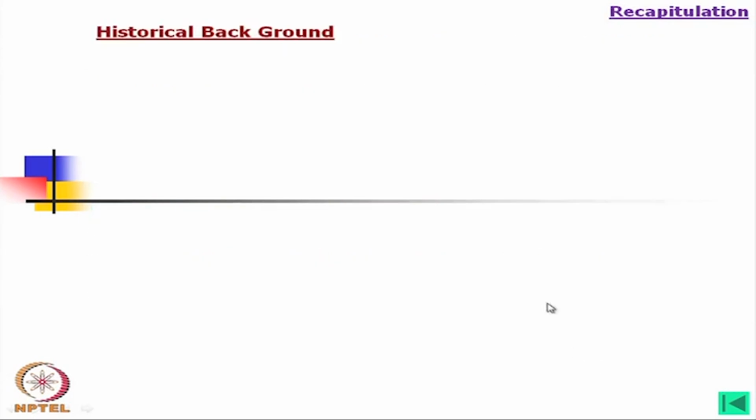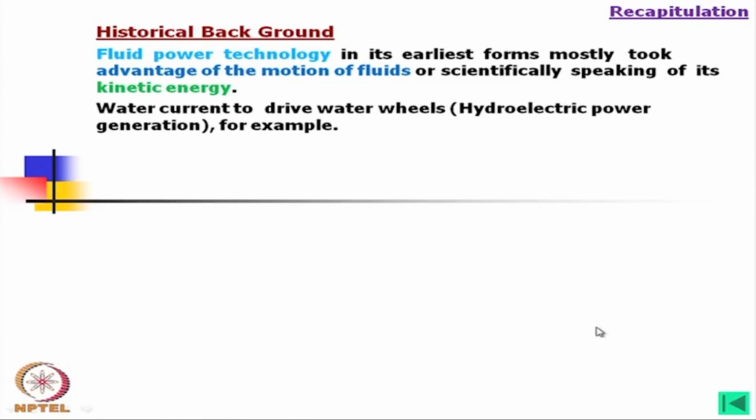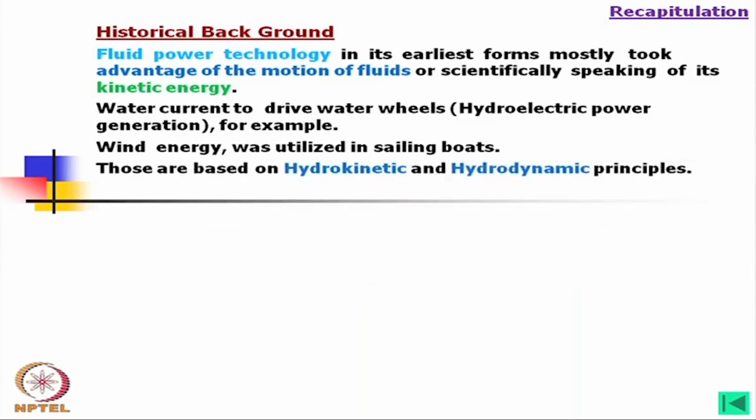Now, briefly the historical background is that fluid power technology in its earliest form mostly took advantage of the motion of fluids, or scientifically speaking, its kinetic energy. Remember these things, kinetic energy. Water current to drive water wheels, hydroelectric power generation, for example. Wind energy was utilized in sailing boats. Those are based on hydrokinetic or hydrodynamic principles.